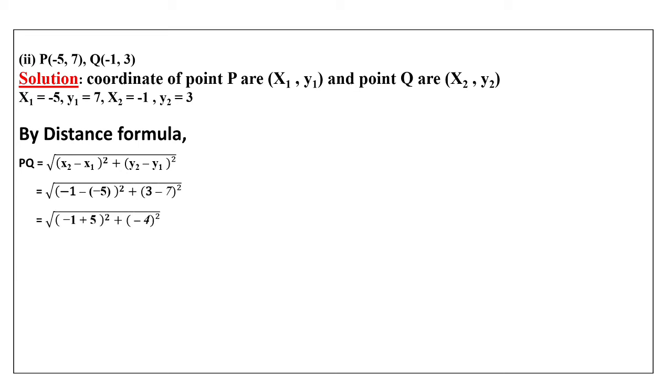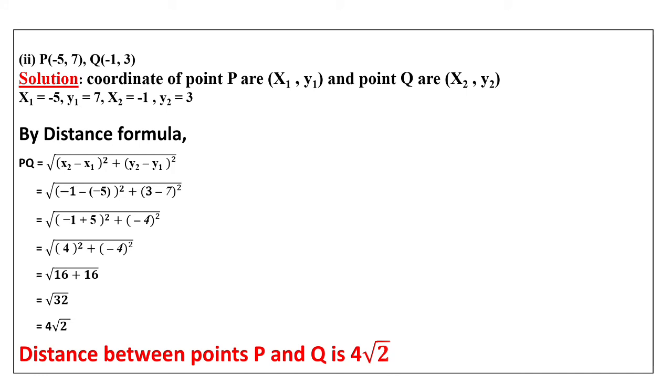By using the distance formula, substitute the values of the given points P and Q. Here we get (minus 1 plus 5) whole square plus (3 minus 7), we get minus 4, because 7 is the bigger number. So minus 1 plus 5 is how much? Plus 4 whole square plus minus 4 whole square. 4 square is 16, minus 4 square is also 16. 16 plus 16 is 32. Doing the prime factorization, we get the answer 4 root 2. So the distance between the points P and Q is 4 root 2.